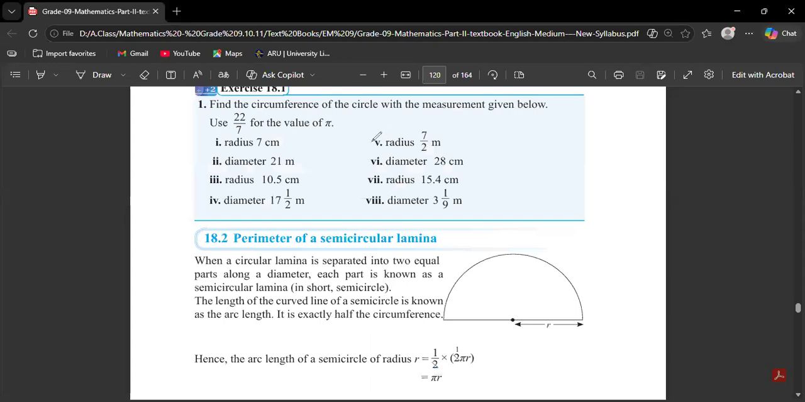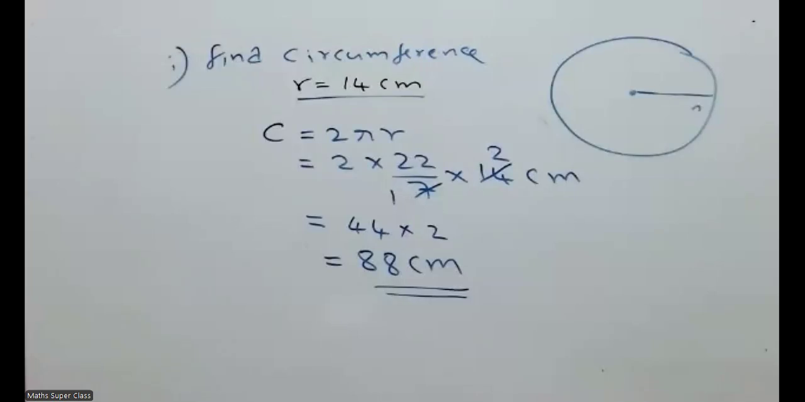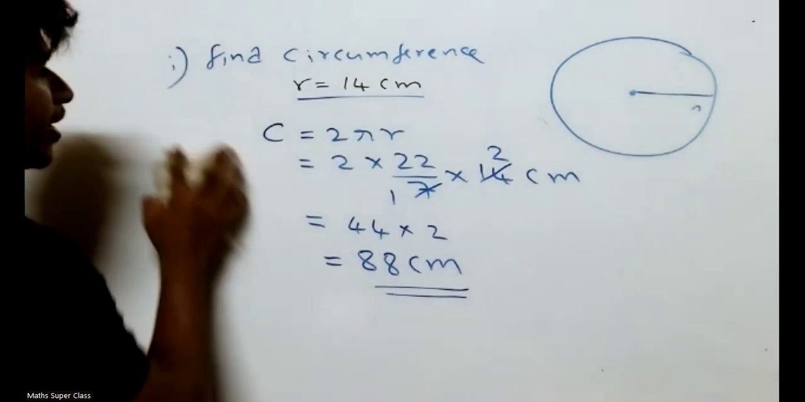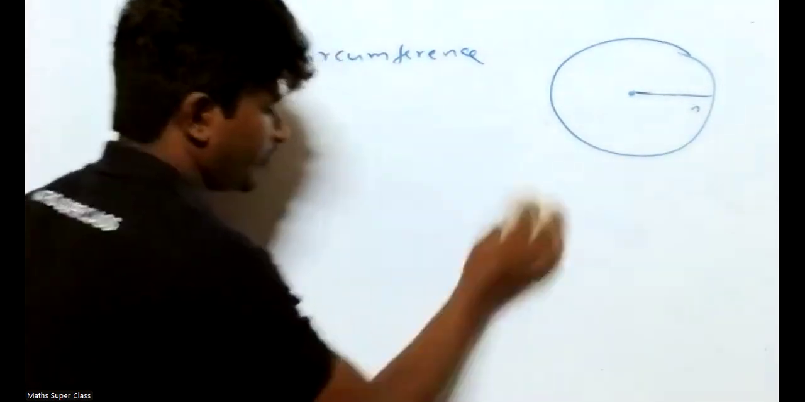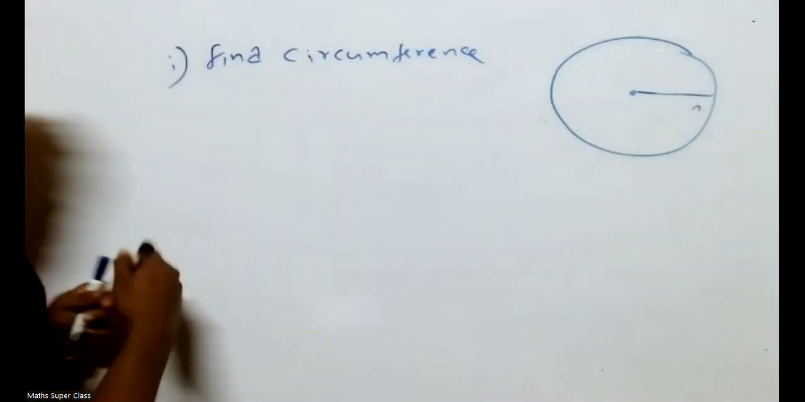What is your answer for this one? Find the circumference of the circle when radius equals 7 divided by 2 meters. Give me your answer. No need to say sorry, I'm here to teach you. So I can repeat this now. Don't worry.